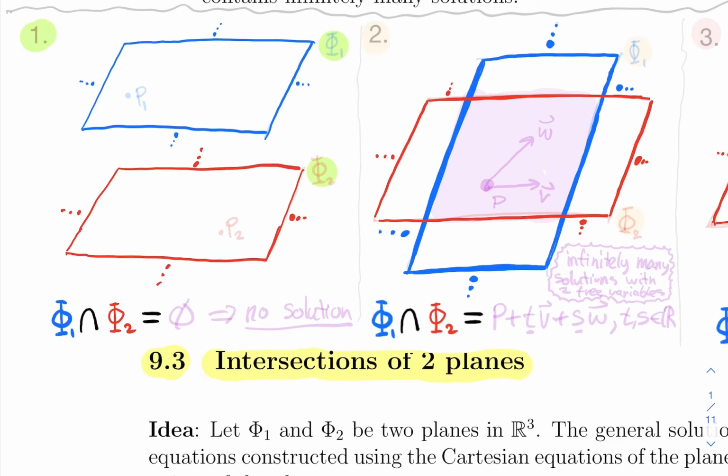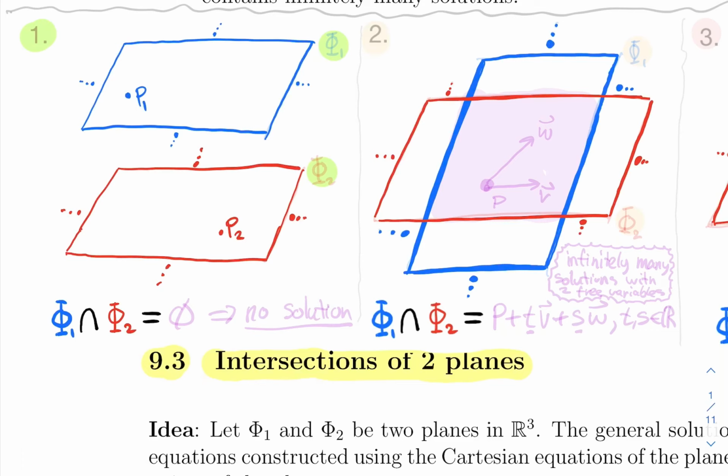But in the disjoint case, what happens is that if you pick any point in phi1, well, that point in phi1 here in blue is not, of course, in phi2, and of course if you pick a point in phi2, let's call it p2 here, it's not in phi1. So of course p1 is a solution of phi1, but p1 is not a solution for phi2, and vice versa. p2 is a solution of phi2 but not a solution for phi1.